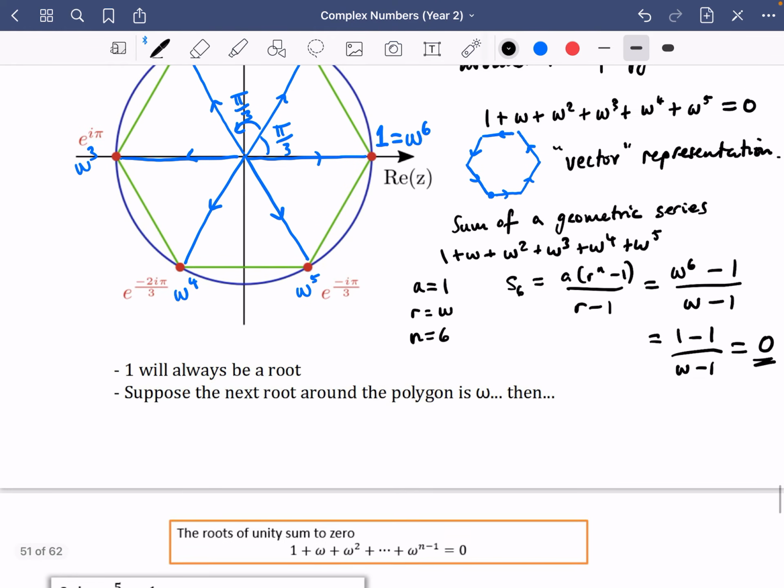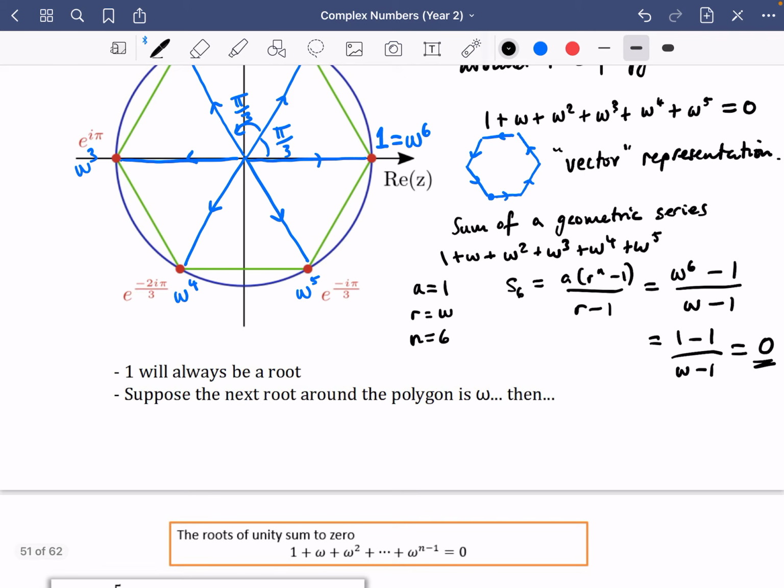We could say that the roots of unity sum to 0, as I've got written down here. This is true for any polygon. It isn't just true for the one that I've done with 6. It would be true for ones that I've done with n. So if I was to say the sum of n terms, it would have just been omega to the power of n minus 1 over omega minus 1. But because omega to the power of n is equal to 1, you get 1 minus 1 over omega minus 1, which is just 0.